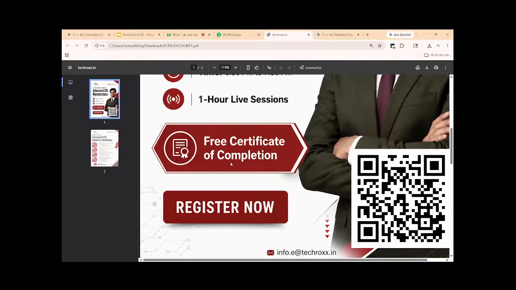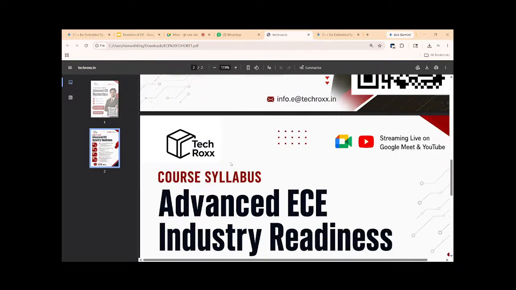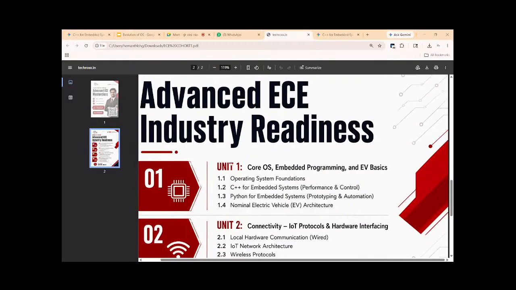According to the syllabus we have provided here, let's deep dive today into these two topics: operating system foundations and C++ for embedded systems.